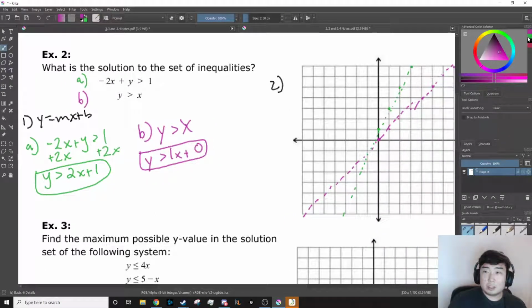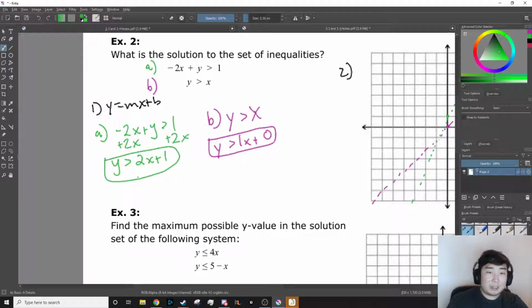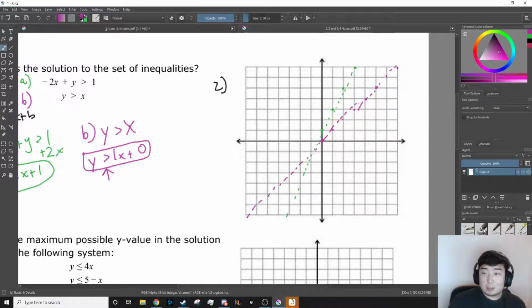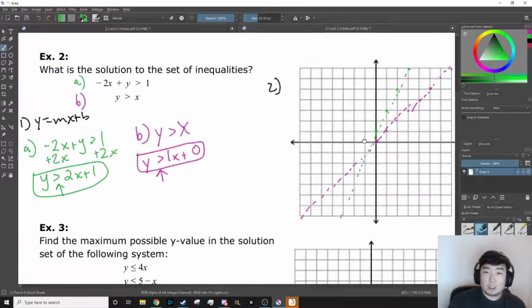You see how my y is greater than, so I have to shade upwards. And this one, my inequality is also facing towards the y, so it's greater than, so I have to shade upwards again. So using the pencil, I can just do some black. I just take a random coordinate, like here, and I just shade upwards. Or I can even go here, upwards. So like this.